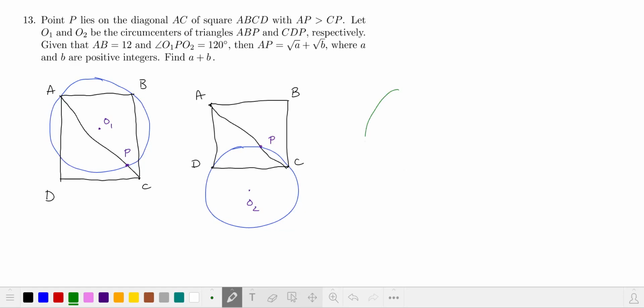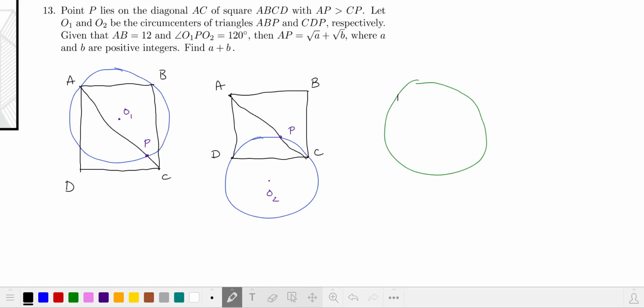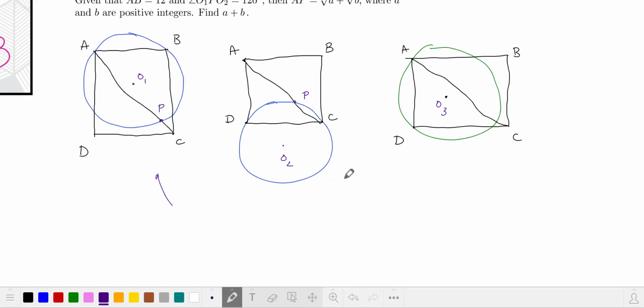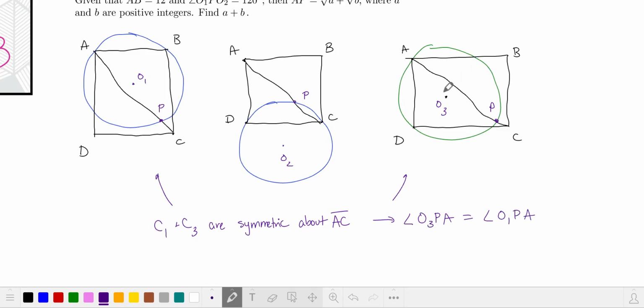I'm going to draw a third circle. It's going to pass through vertices A and D, and it'll have center O3. Notice that circle 1 and circle 3 are symmetric about the diagonal AC, so it's also going to pass through the same point P. And we have that the angle O3PA is going to be the same as the angle O1PA. O1 and O3 are right on opposite sides of this diagonal.